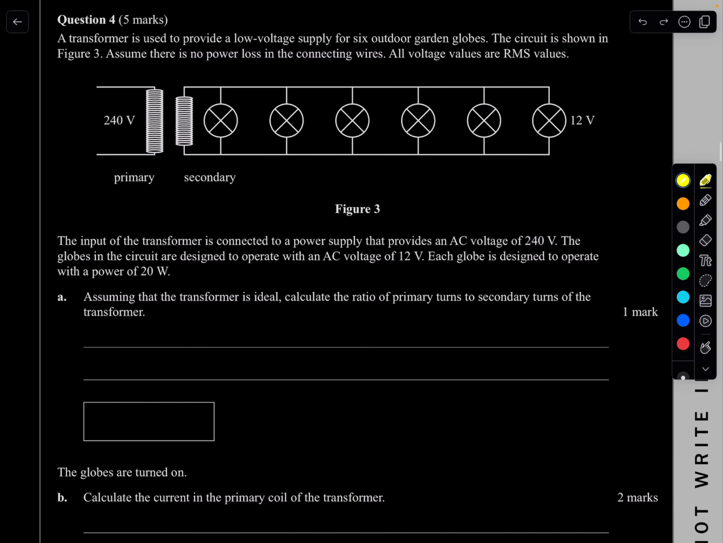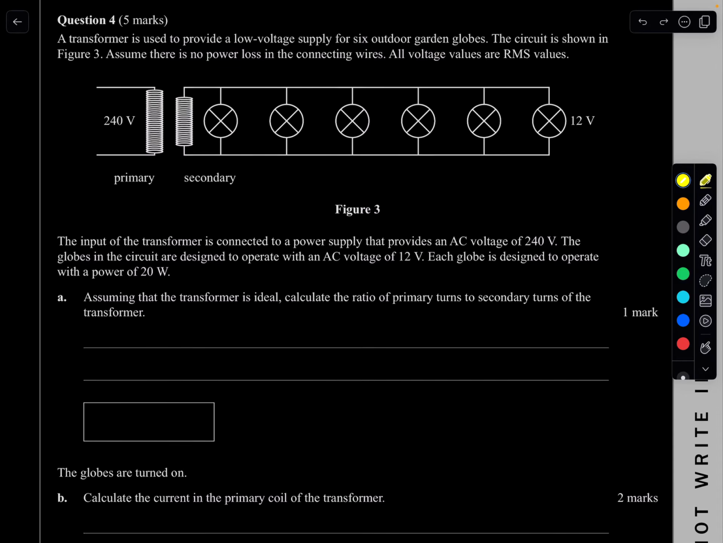The input of the transformer is connected to a power supply that provides an AC voltage of 240 volts. The globes in the circuit are designed to operate with an AC voltage of 12 volts. So each of these globes has to have 12 volts to operate correctly. Each globe is also designed to operate with a power of 20 watts. So each has to have 20 watts of power. Assuming that the transformer is ideal, so there's no power loss, calculate the ratio of the primary turns to the secondary turns of the transformer. All right. So you should know from Unit 1 physics how you would have done electricity, basically.